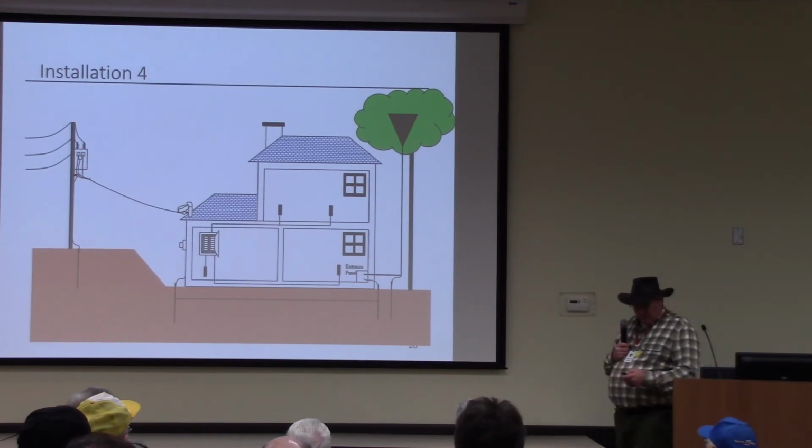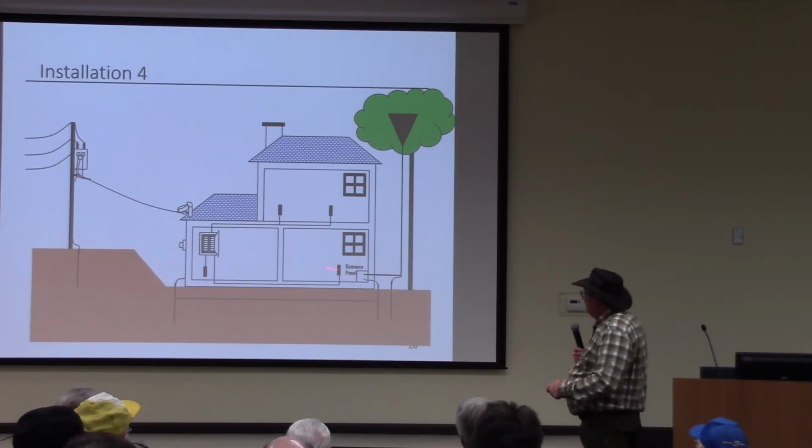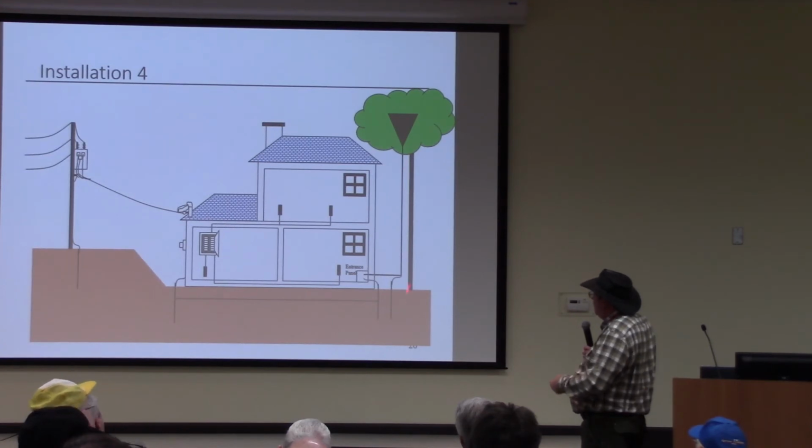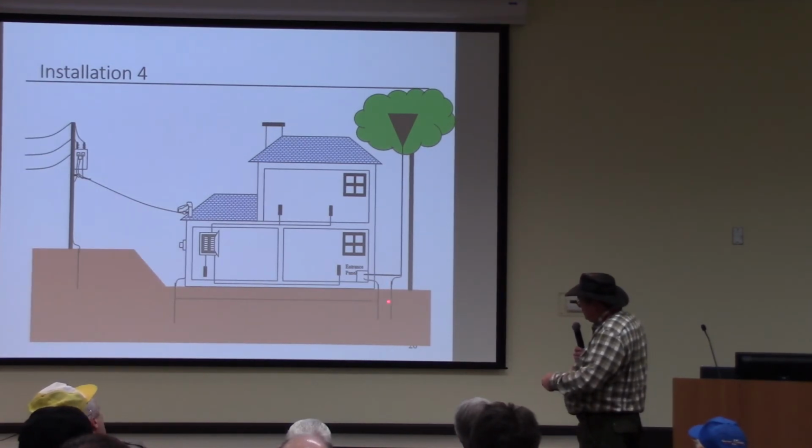Okay, now number 4. We've added another ground rod at the bottom of the cable harness where it comes down either your tower or your tree, and I'm missing a wire that goes between these two. I need to update my drawing.